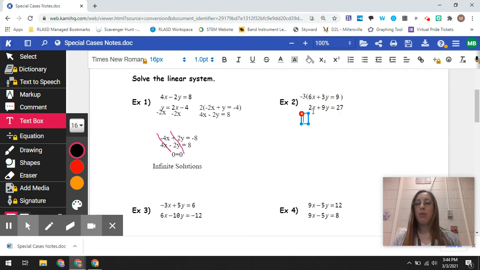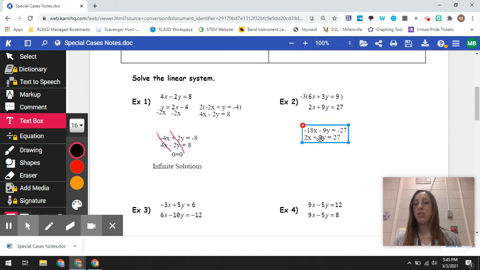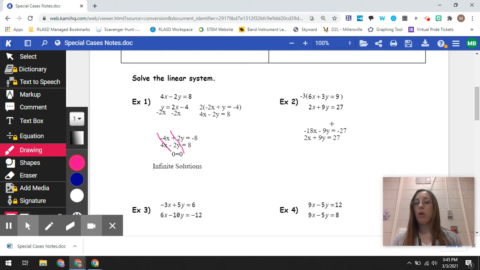Okay, so if I go ahead and multiply that, I should get -18x minus 9y, and then that should be equal to -27. And then I have 2x plus 9y is equal to +27. So those are the two equations that I'm going to be looking for, and I'm going to be able to figure out what it equals. Okay, so for looking here, our y's are going to be canceling out because we have a +9 and a -9. So if I add them together, it cancels them out.